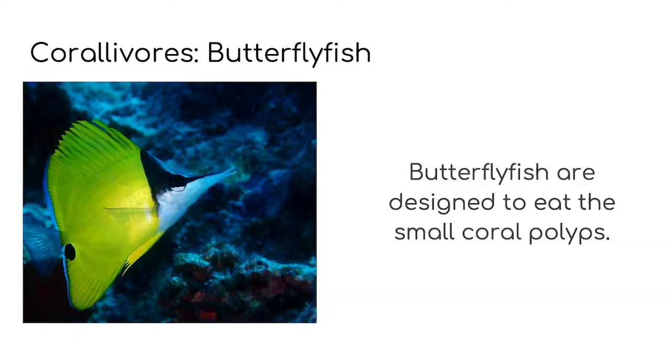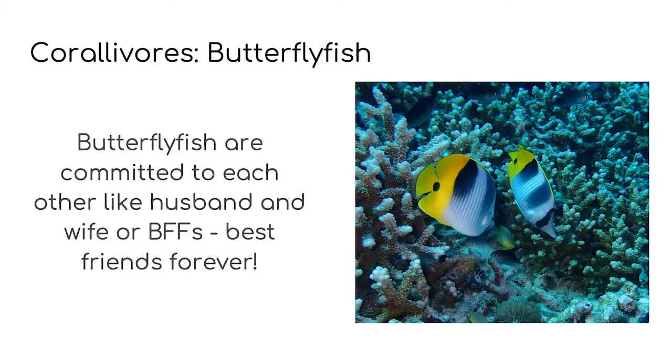Butterflyfish have small pointy mouths which are designed to help them eat little coral polyps. They are also known to eat small crustaceans like tiny crabs or shrimp. As they get older, butterflyfish might pair with a mate that they will stay with for life, like husband and wife, or like BFFs. If you see them swimming in a pair, that will be their life partner.